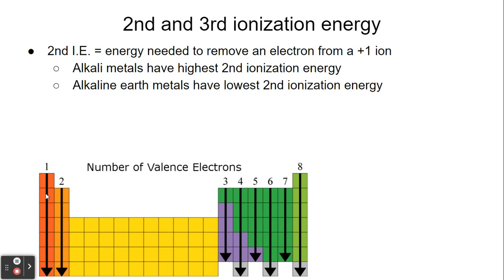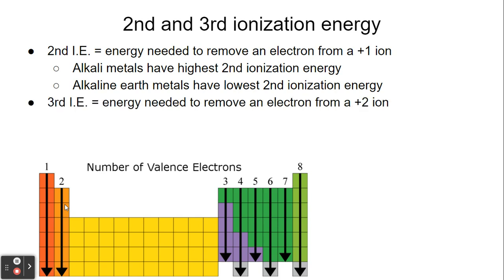Now, on the other hand, alkaline earth metals, which is the next group right here, have two valence electrons. So if we've already removed one of them, then we only have one more to remove to get that complete octet. So they're going to have a really low second ionization energy because they really want that second electron to be removed in order to get that complete octet.